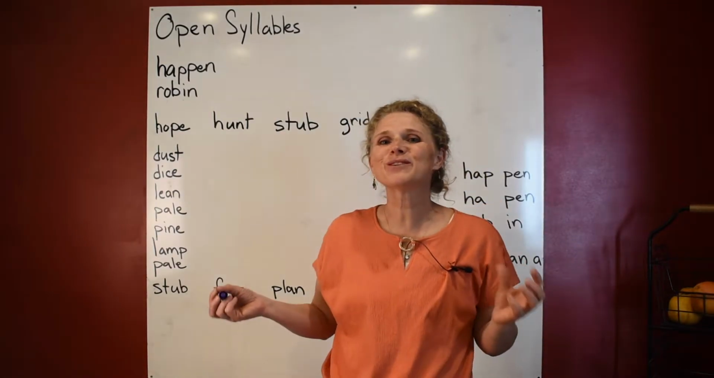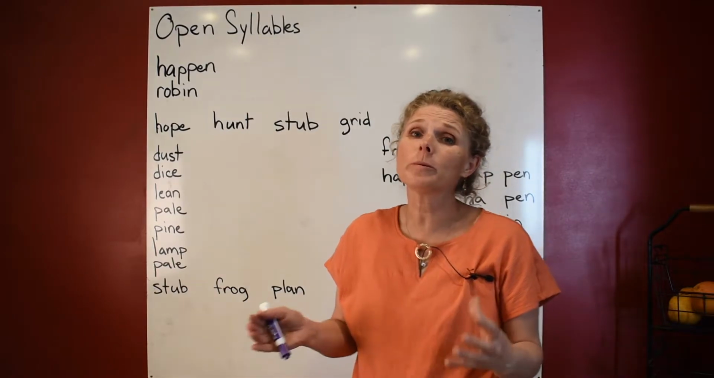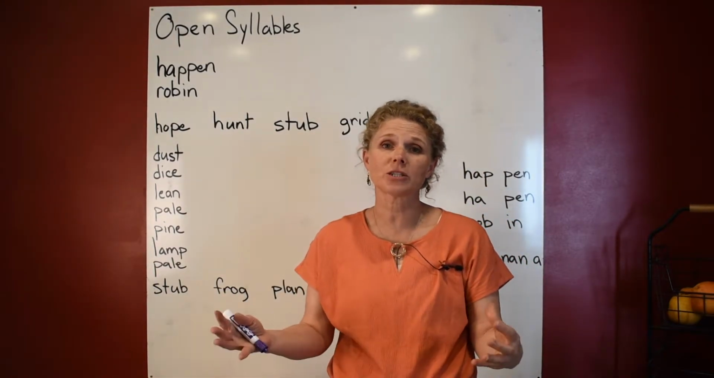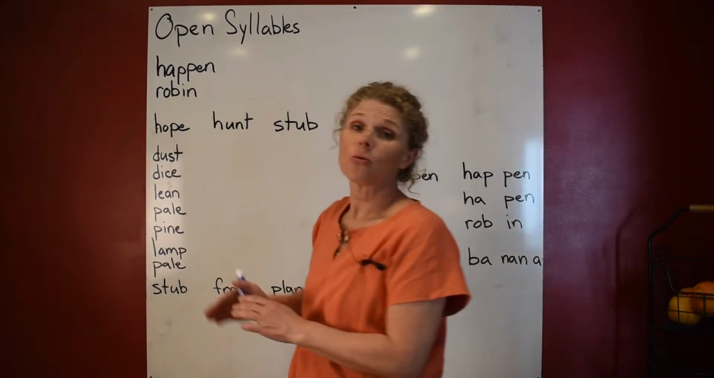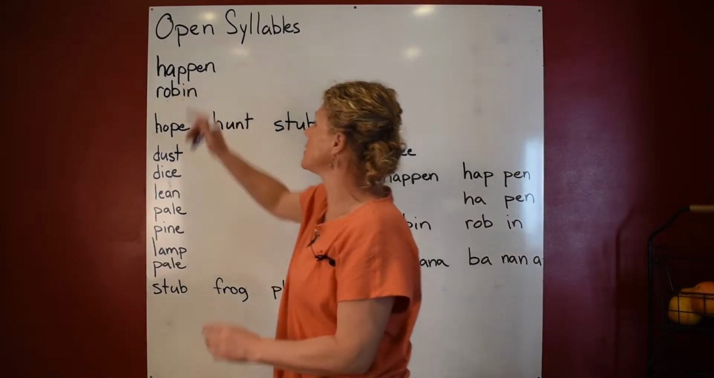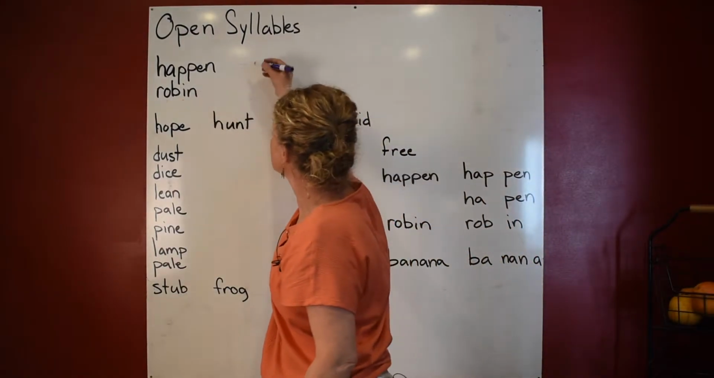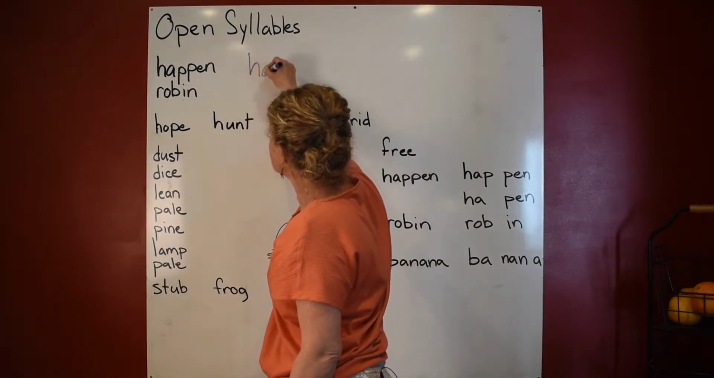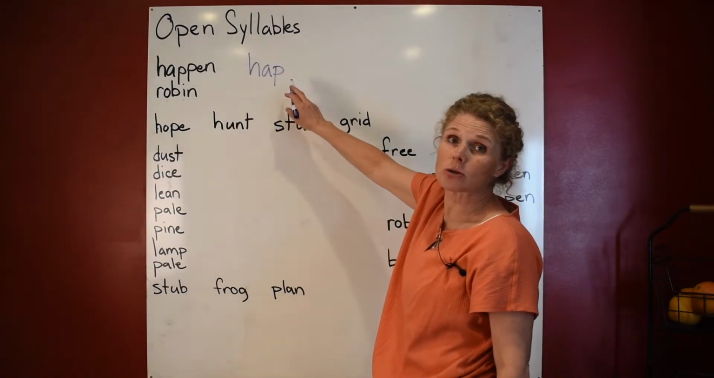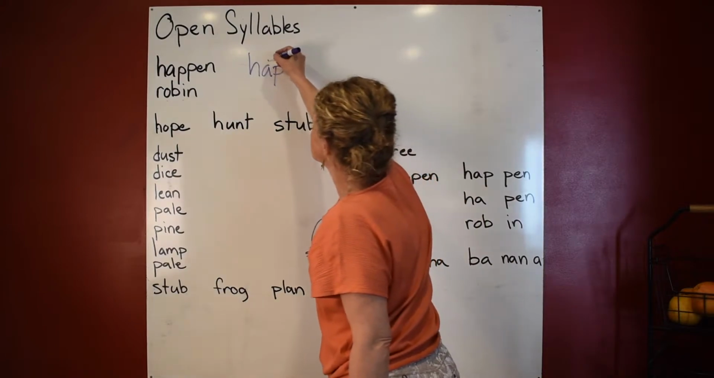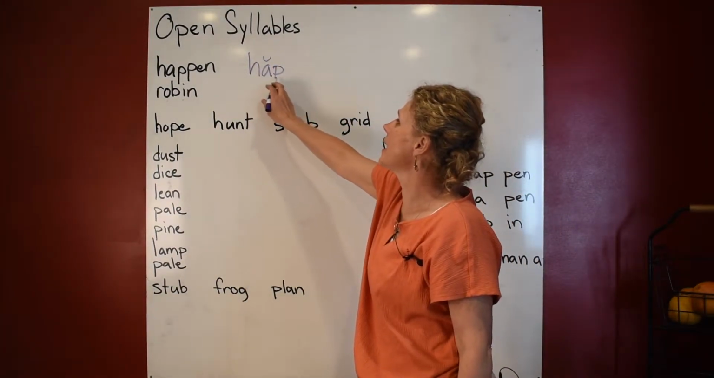Okay, welcome to this next lesson, and we're going to talk about open syllables. Open syllables are so important to understand. So we are going to start off with this word happen. We're going to take the very first syllable, and okay, so this is a closed syllable. See? Something's right here at the end.